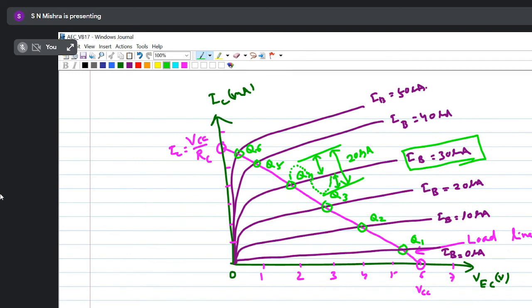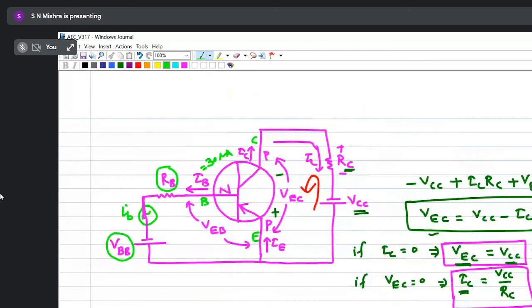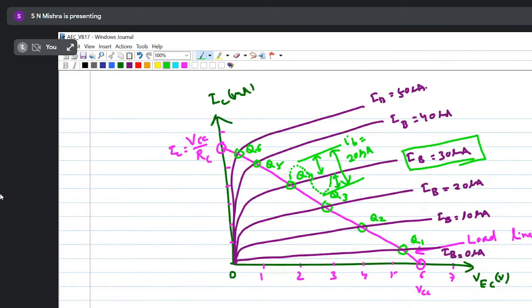So ib equals 20 microampere AC, and I have already given DC. After that I am adding AC. So the input to the circuit will be DC plus AC. This is the input. Now this is my output side. So what will I get at the output? I'll get AC plus DC. DC is capital IC, AC is small ic. So this is my output line.